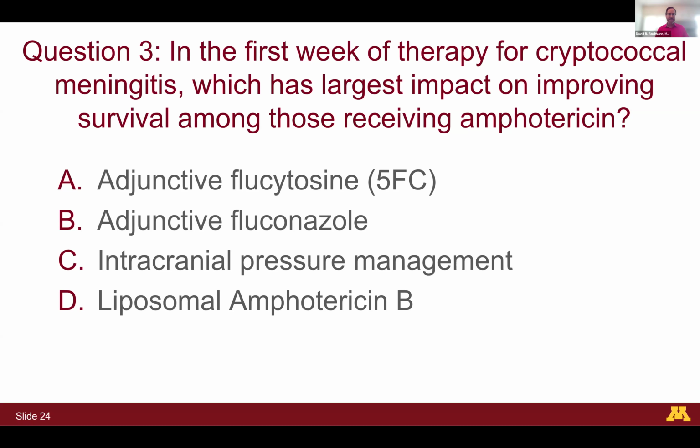What do people think today? Okay, we got a mixture. Okay, this wasn't a pretest. Okay, so actually people did pretty well. So the biggest thing was actually, I agree with the 40%, the intracranial pressure management.